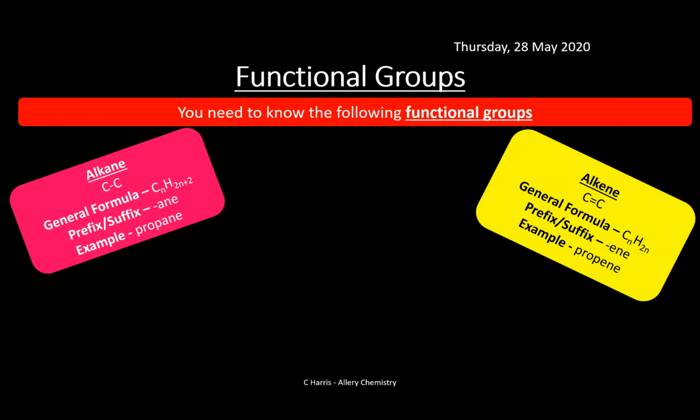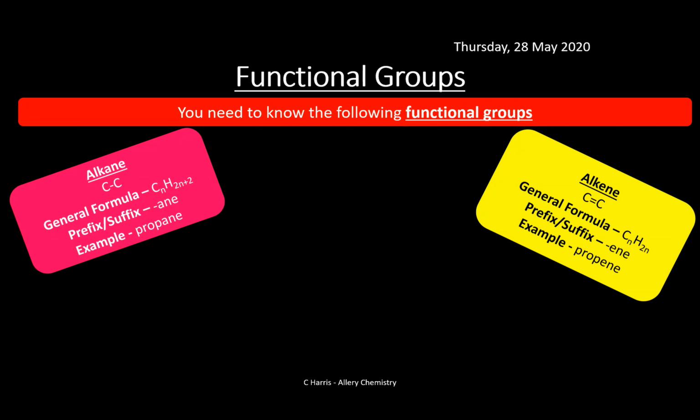So the general formula, I'll not tell the joke if you've seen any of my other videos. All right, then I will. Why are Geordies so good at chemistry? Because they're alkene. Yeah. Okay.